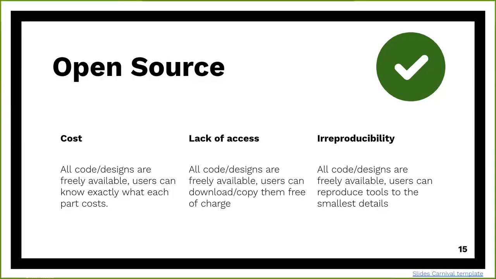So the idea of open source is, because all the code and designs are freely available, so you can just download them from the internet, the costs are much lower because everybody knows how much it costs to build something, how much it costs to design a software, and so on, right? Because everything is freely available and you can just download designs and change them to what you need in your own local reality, there is a very, very reduced chance of lack of access.